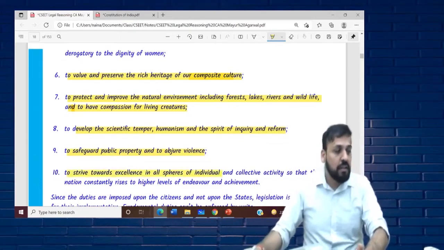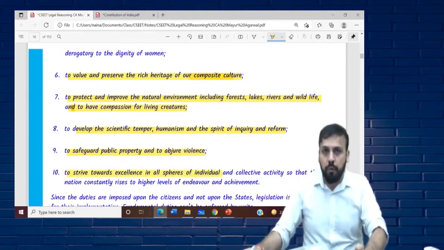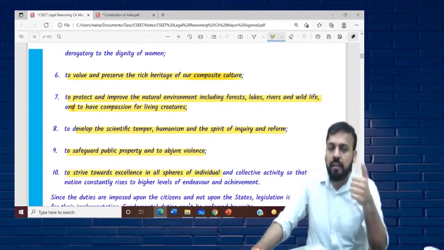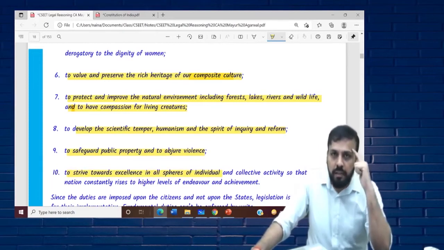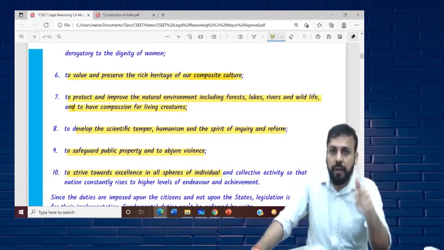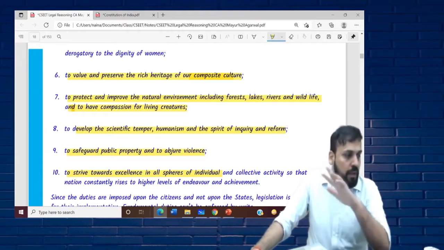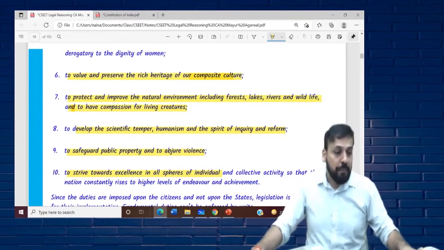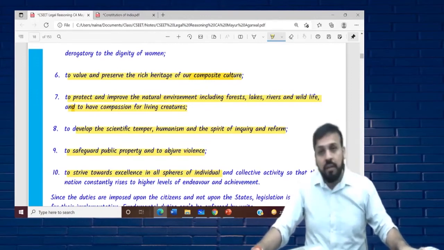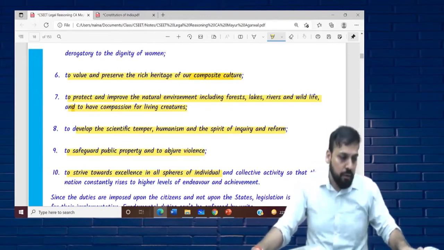So these are certain duties which we have to do. See, respect the national flag and anthem, respect the national struggle that was done for our freedom. Then protect our culture. Then protect all the natural environment. Similarly, develop a sense of inquiry and protect public property, work for the best of human excellence. These are the various things which are basically happening in the same scenario. Okay, read this.